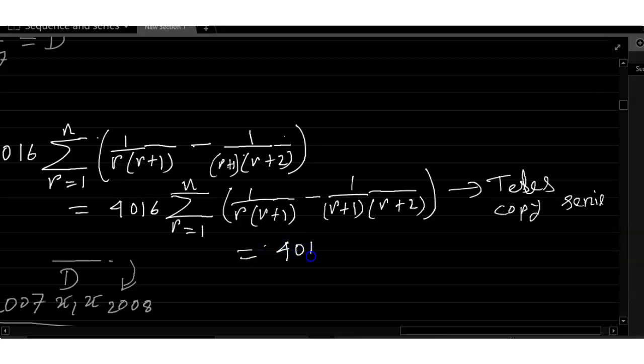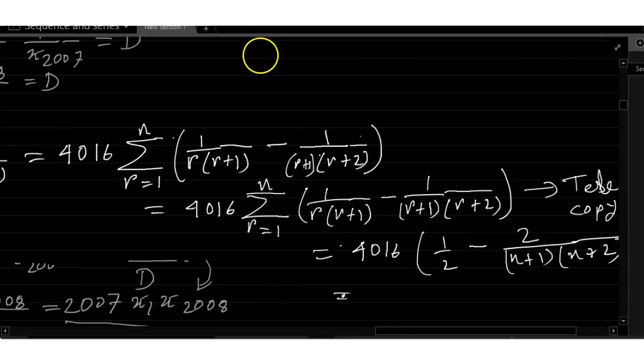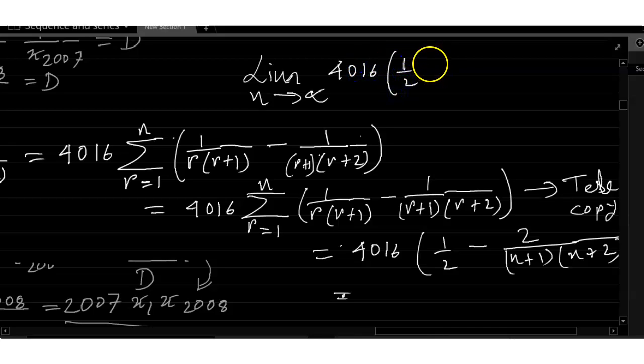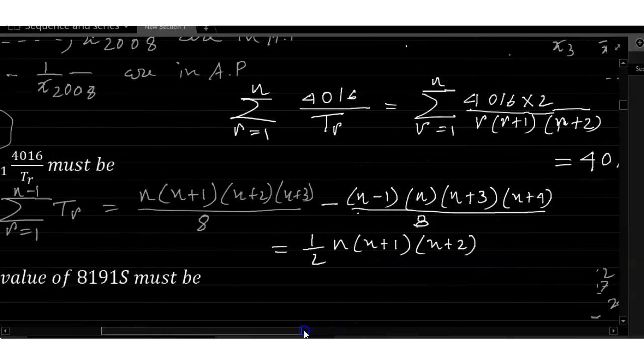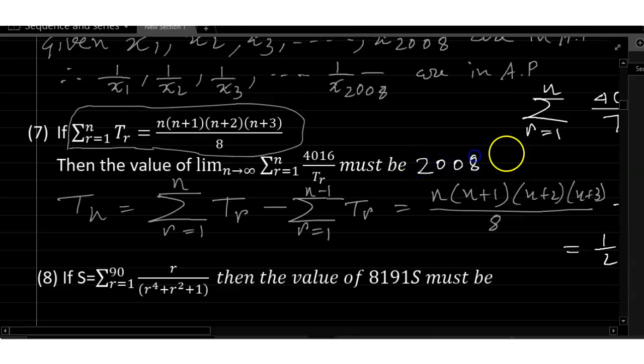After that, we get 4016 into half minus 1 divided by (n plus 1)(n plus 2). So limit n tends to infinity, 4016 into (half minus 1 divided by n plus 1, n plus 2) can be written as 2008. So my answer is 2008.